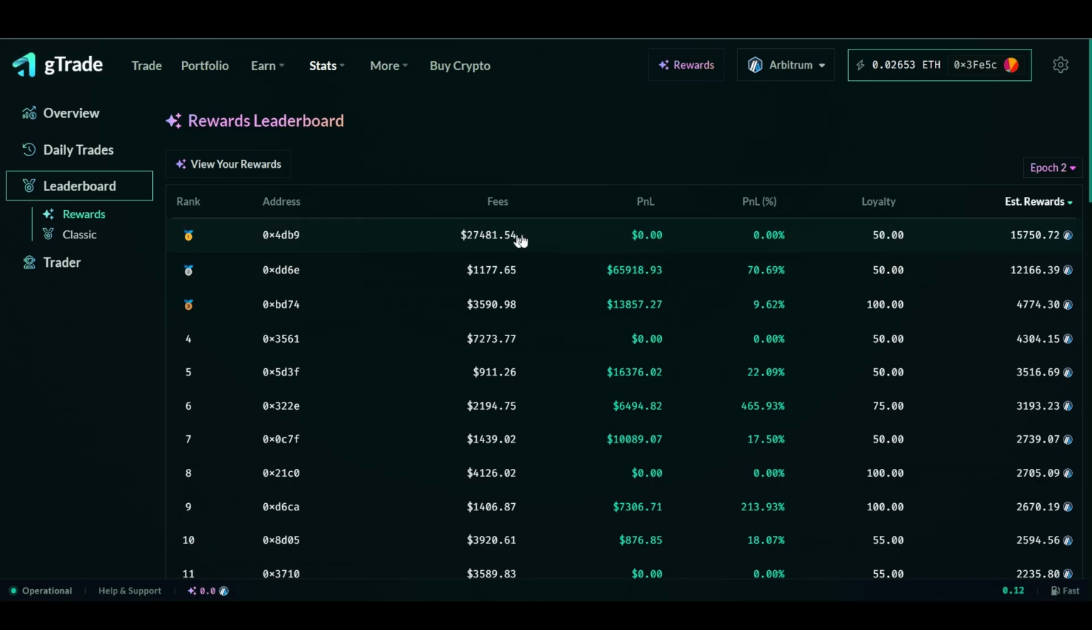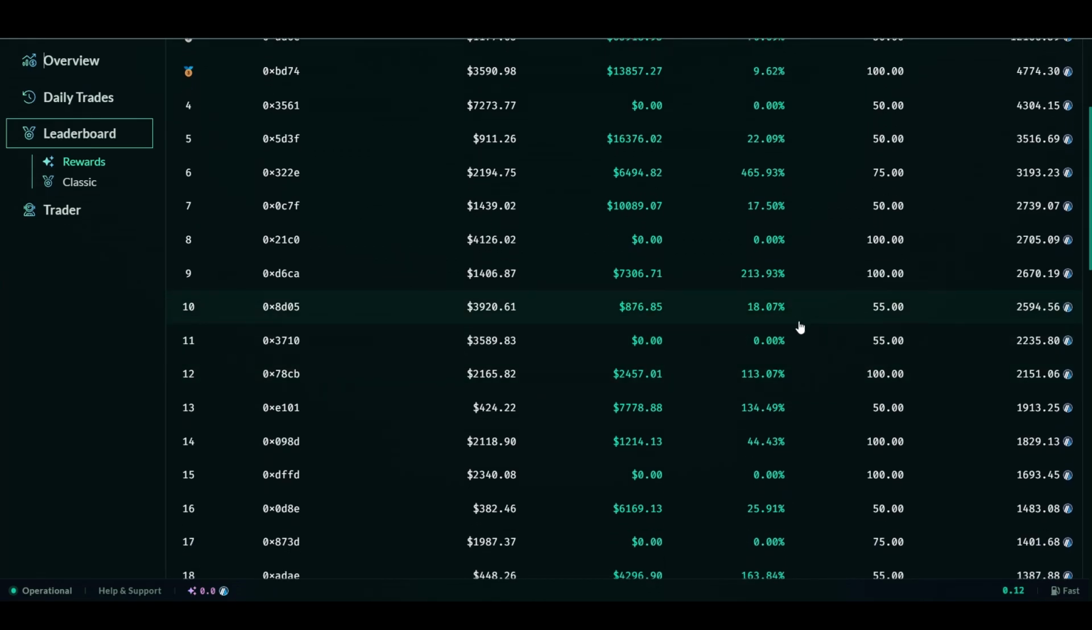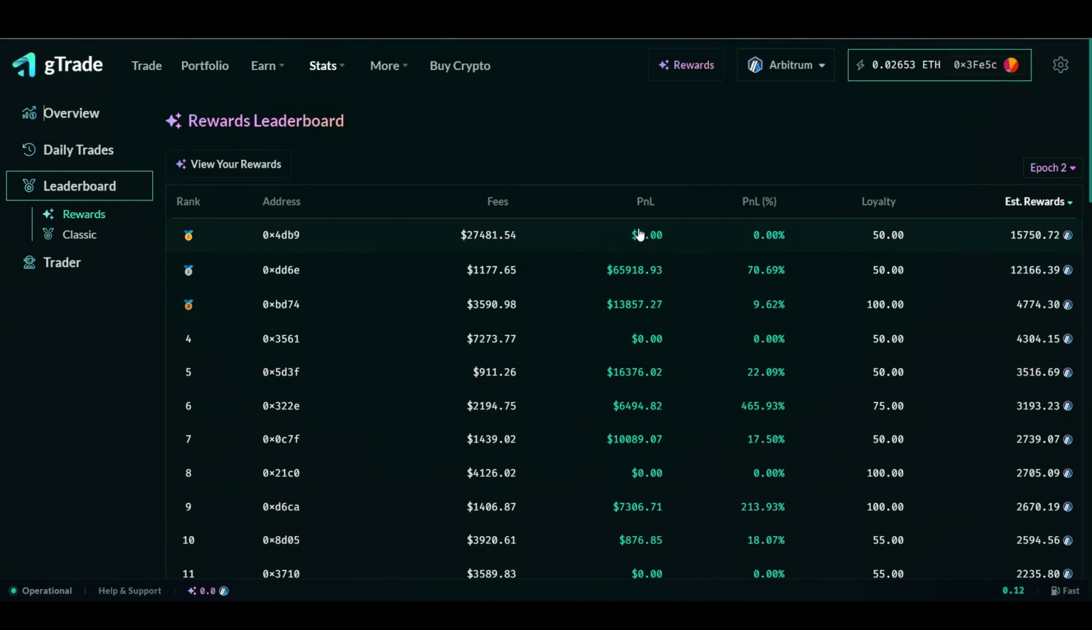Now these are bugs, guys. In case y'all see zeros on the leaderboard, we already confirmed these are bugs. They actually have a P&L. They're not manipulating the protocol. These are bugs.